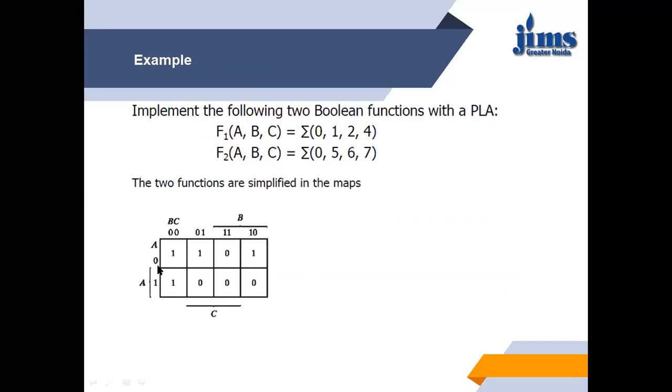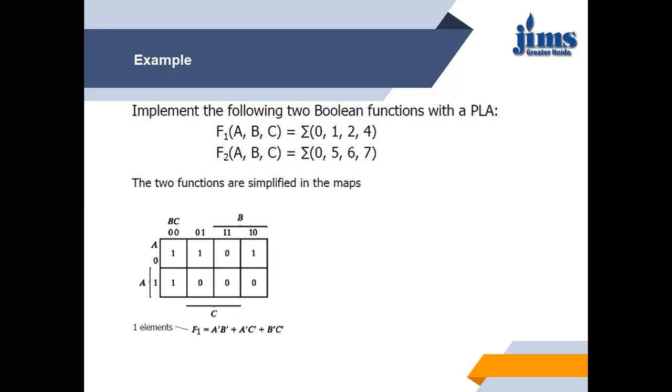For F1, I can make this pair, for this one the pair will be like this, and for this one the pair will be like this. So when I am pairing ones, I am solving for the true value, and it comes out that F1 is A bar B bar plus A bar C bar plus B bar C bar.